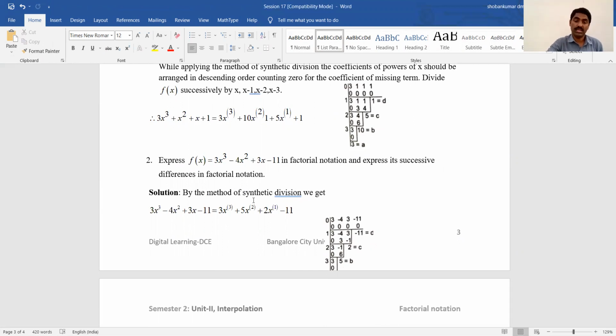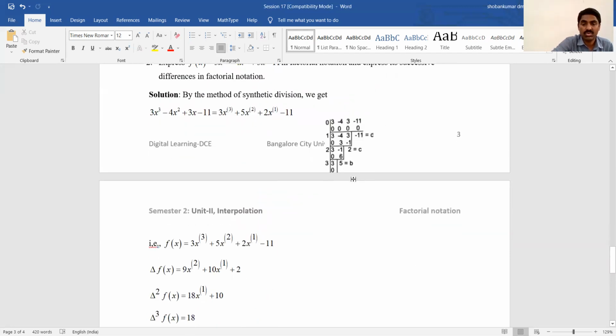Here, given the polynomial, we can use the synthetic division method. We get 3x cube minus 4x squared minus 3x minus 11 is equal to 3x to the power 3 plus 5x square plus 2x to the power 1 minus 11. Because by the synthetic division method, we know here A, B, C and D.